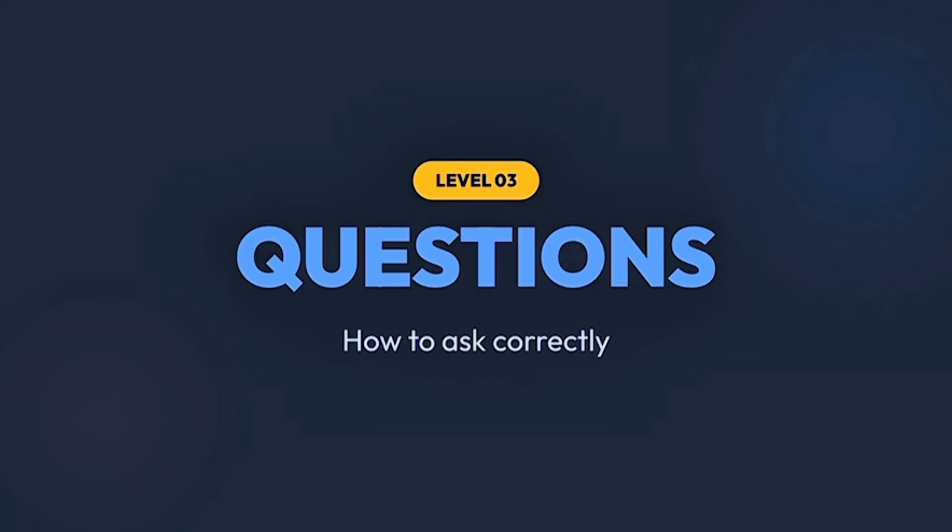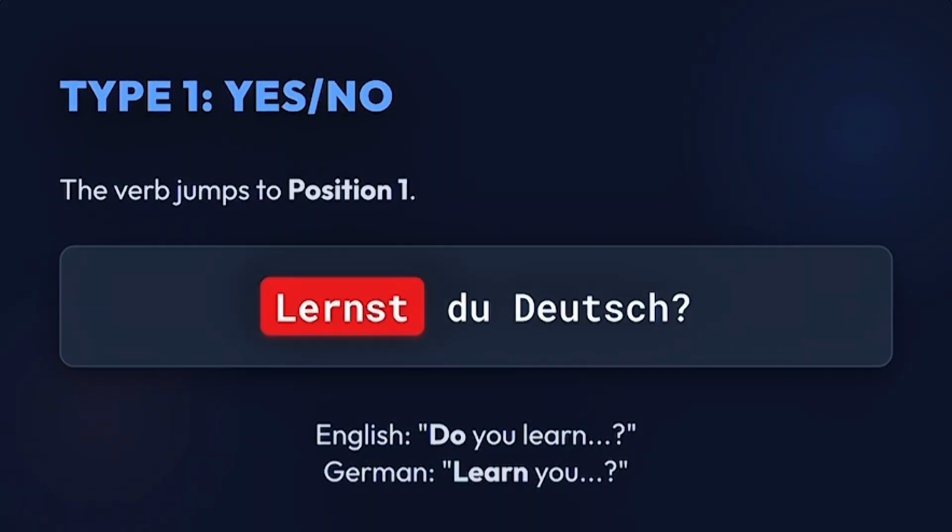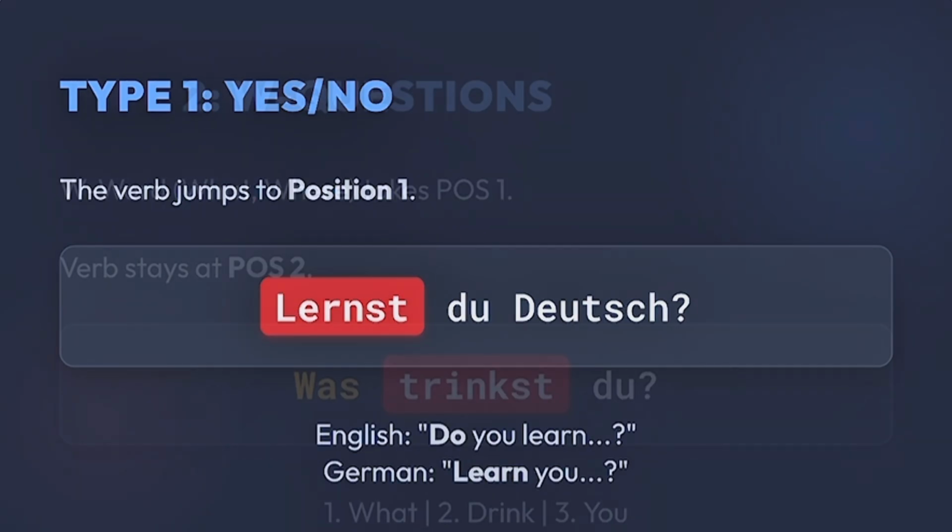Level 3, questions. How do we ask correctly? Type number 1, yes or no questions. The verb jumps to position 1. For example, lernst du Deutsch? In English, it would be translated as do you learn German? But in German, you say learn you German. So we do not use the verb do. Instead, we just put the verb in the first position in the German sentence.